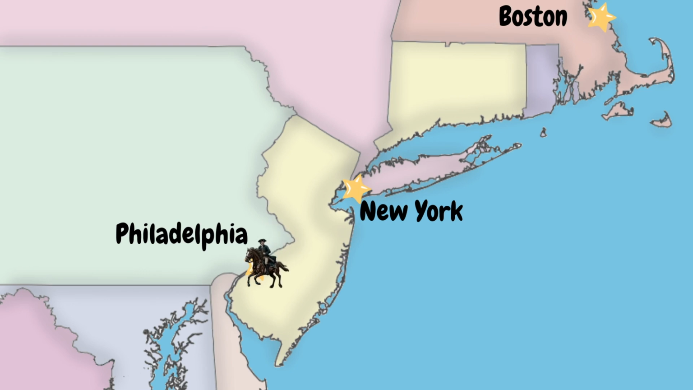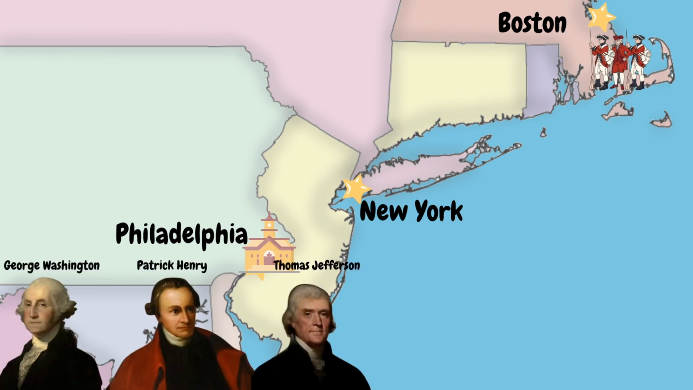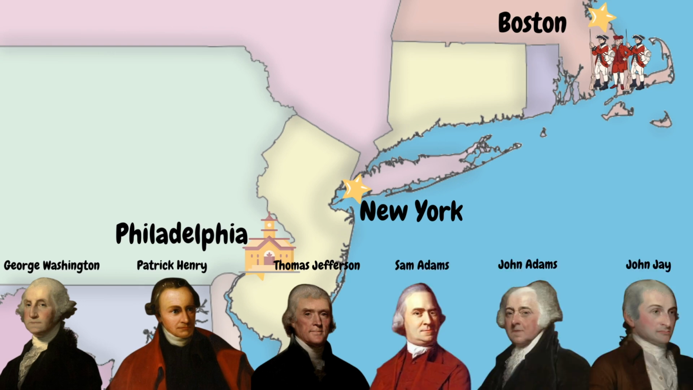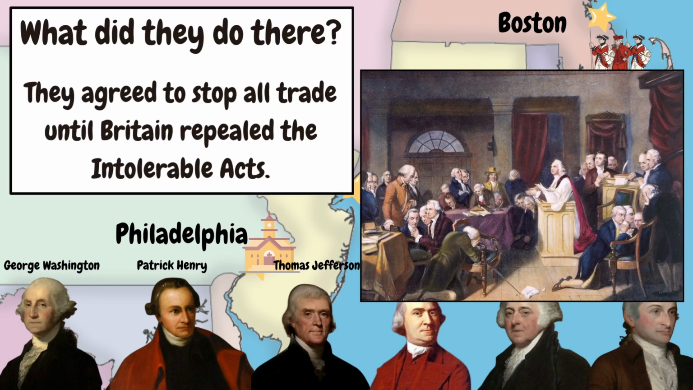During this time, the British had full control of Boston. At the meeting were some famous people. George Washington, Patrick Henry, and Thomas Jefferson represented Virginia, Sam Adams and John Adams represented Massachusetts, and John Jay represented New York. These faces may be familiar because George Washington was the first president, John Adams was the second president, and Thomas Jefferson was the third president of the United States. What did they do? They agreed to stop all trade until Britain repealed the Intolerable Acts.